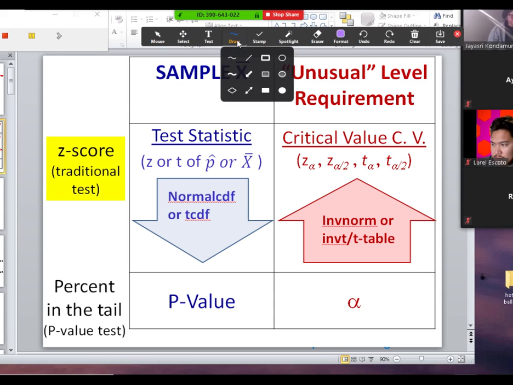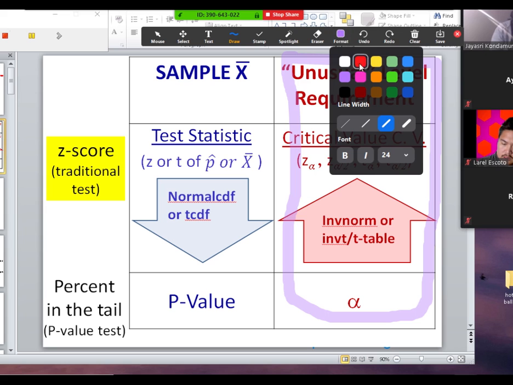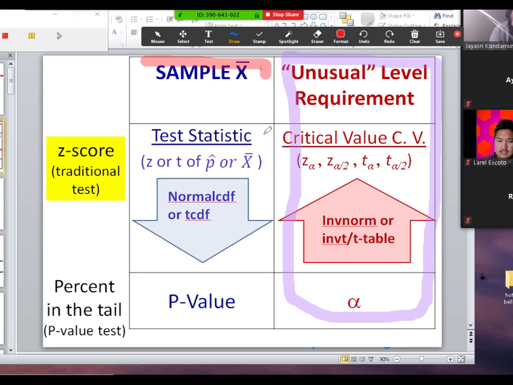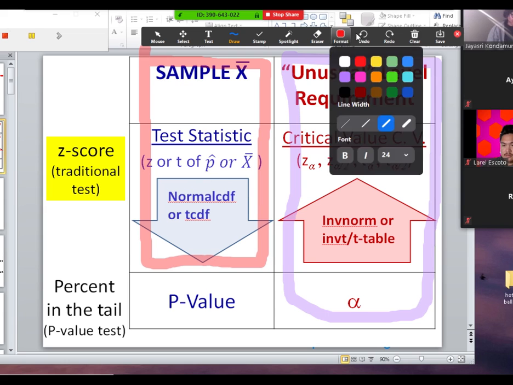So this one here has nothing to do with your sample. It's all about your significance level and what it considers unusual. So you're going to find the critical value from that based upon alpha, look it up on the table to find your critical value, and you're going to compare that to whatever you get from your sample. Your sample's test stat, your sample's z-score. And again, if it's unusual, further away from the mean, then you're going to reject the null hypothesis.